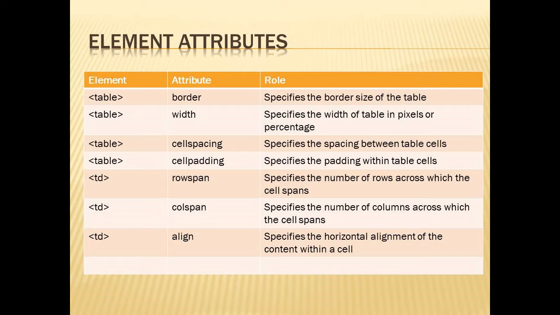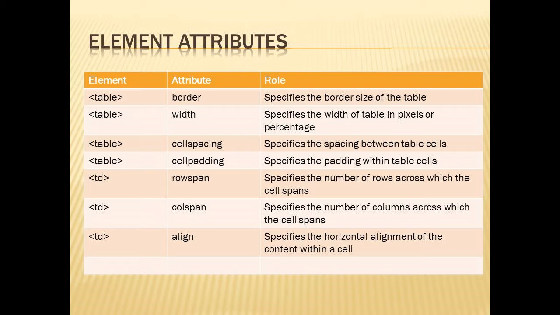So let's first take up certain attributes of the table element, which are essential for creating good quality tables. First is the border attribute, which specifies the border size of the table. Then we have the width attribute, which specifies the width of the table in pixels or percentage. We have the cellspacing attribute, which specifies the spacing between table cells. And we have the cellpadding attribute, which defines the padding within table cells.